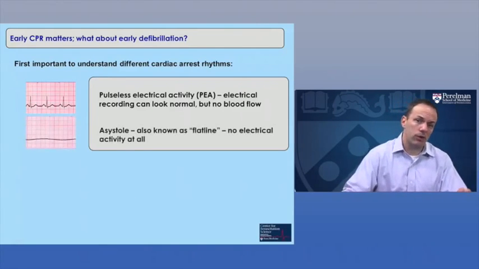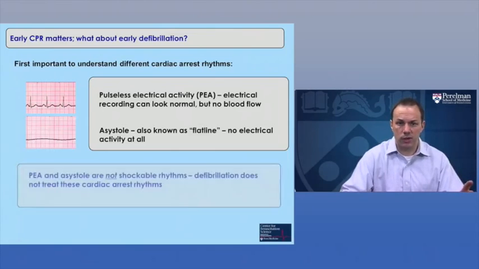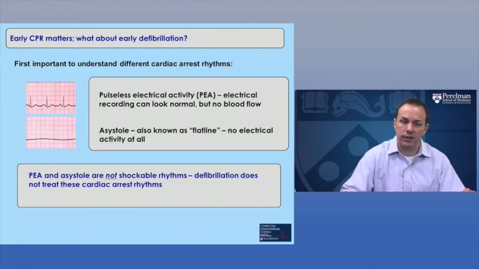There's also a well-known heart rhythm called asystole. This is known in the popular sphere as flatlining. You may have heard this in movies or TV shows. Someone goes flatline. That means there's no electrical activity at all. Now, it turns out these two heart rhythms are not shockable. So using a defibrillator is not helpful if someone has PEA or asystole. It's only helpful if you have a shockable rhythm like VF or VT.